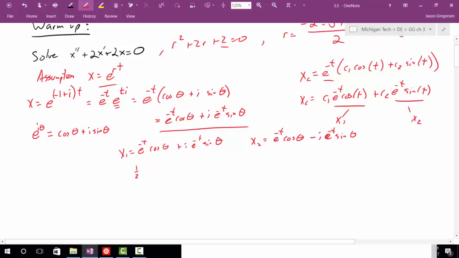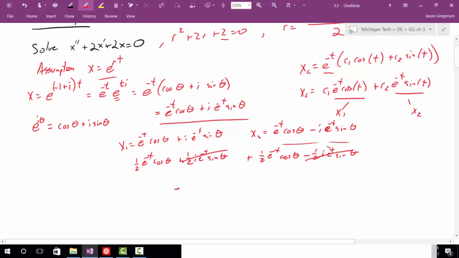If I take 1/2 of the first one, I would get this, plus 1/2 of the second one. If I add those together, these cancel out, and I'm left with just 1 e to the t cosine of theta. That must be a solution all by itself, right? I can choose different constants.